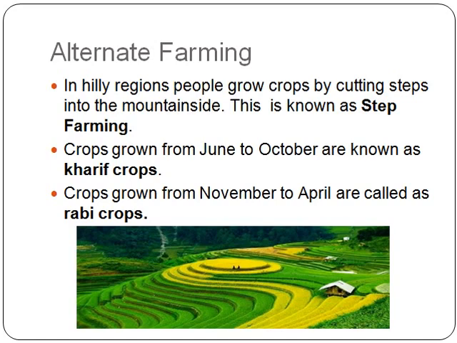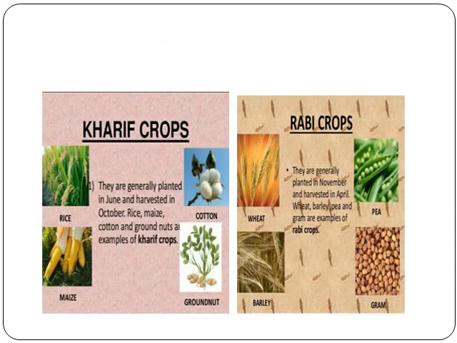Kharif crops are generally planted in June and harvested in October. These crops depend largely on monsoon rains. Some examples of Kharif crops are rice, maize, cotton and groundnuts. Whereas Rabi crops are generally planted in November and harvested in April. These crops do not need much monsoon rains. Some examples of Rabi crops are wheat, barley, pea and grams.